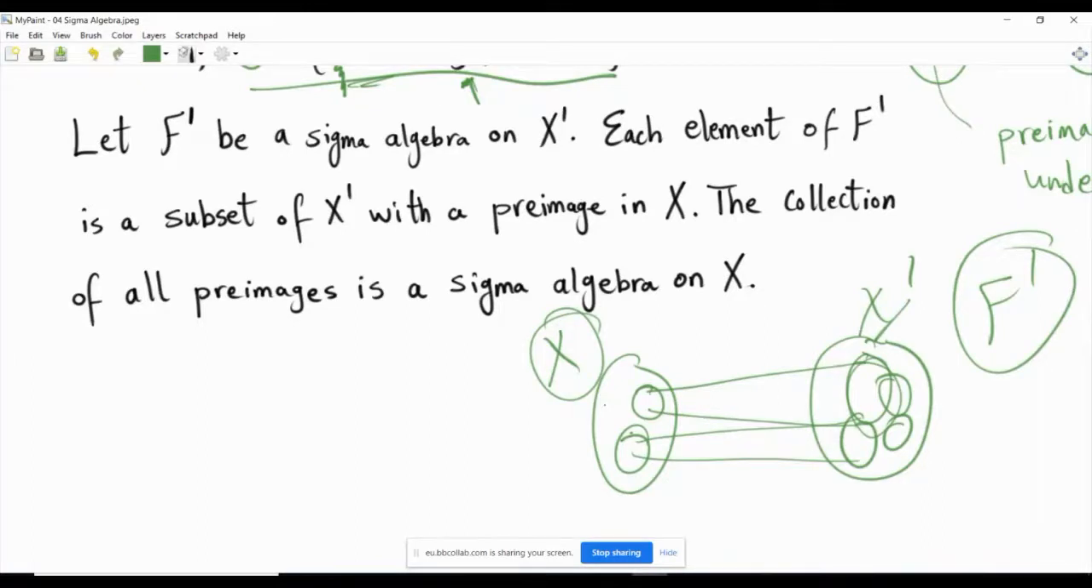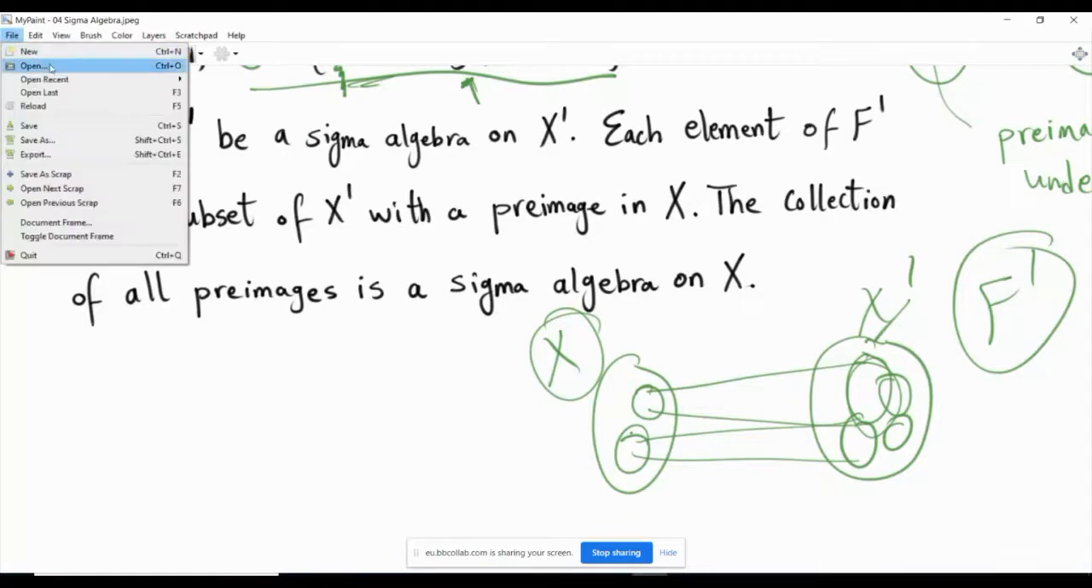And in the notes on Blackboard, I mean, it's optional. If you are interested, you can read the full proof of why the pre-image collection is indeed a sigma algebra on X. Okay, but this will help us later in the course when we talk about the definition of a random variable. Okay.